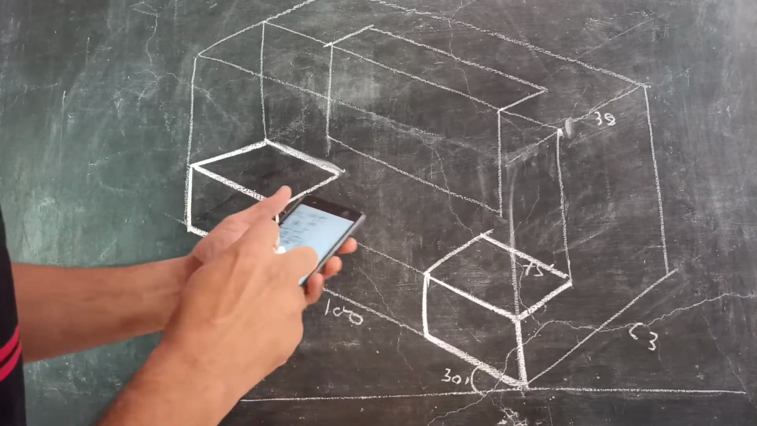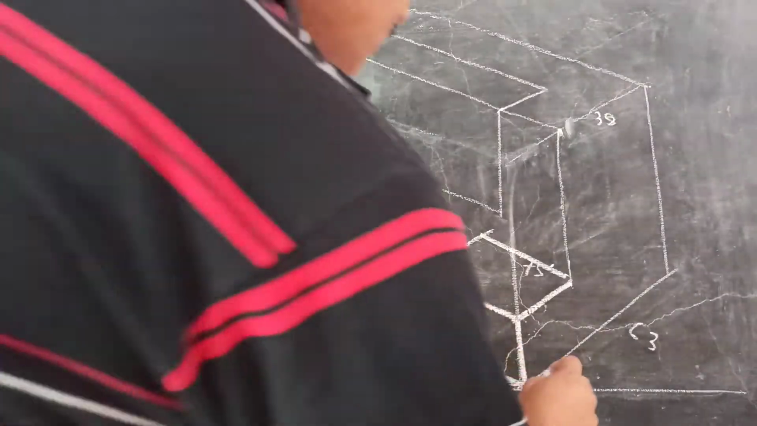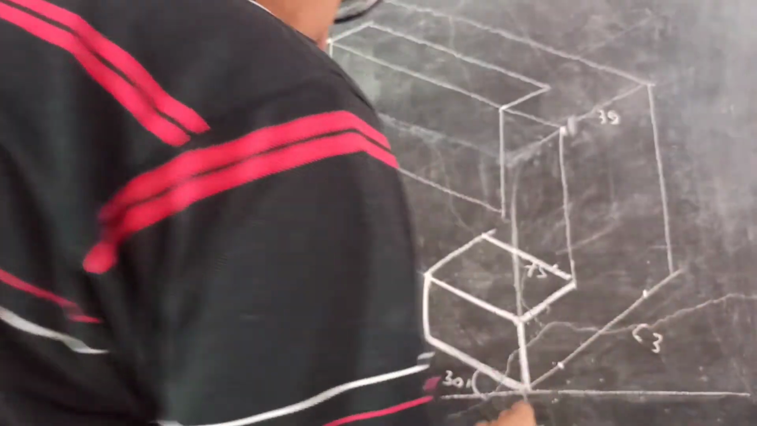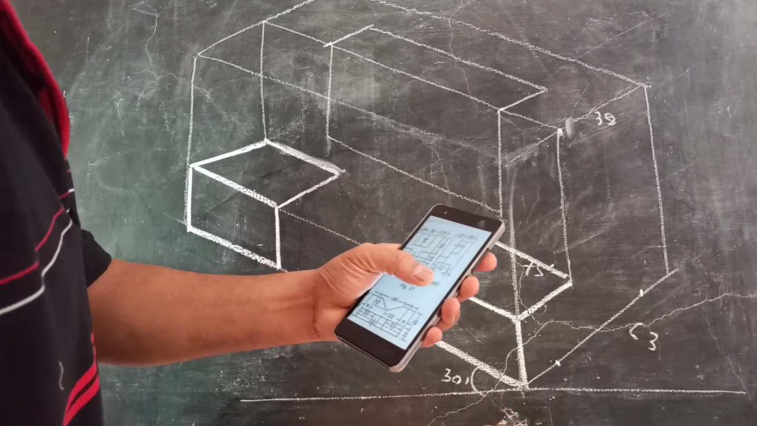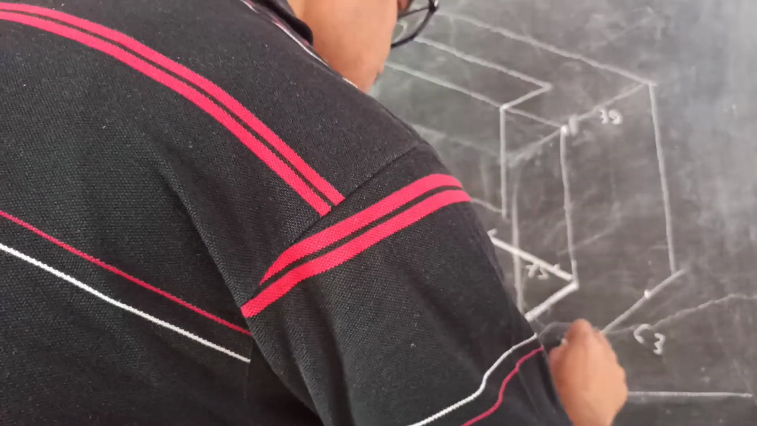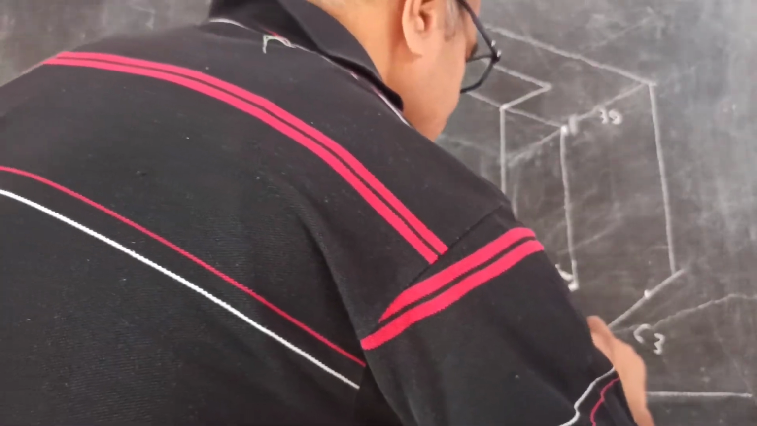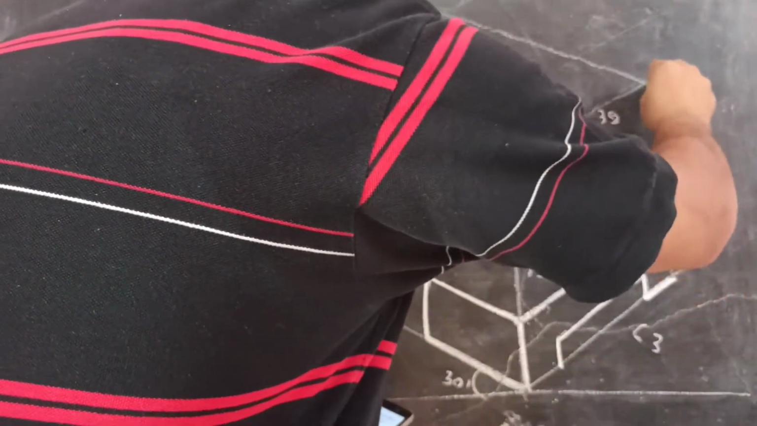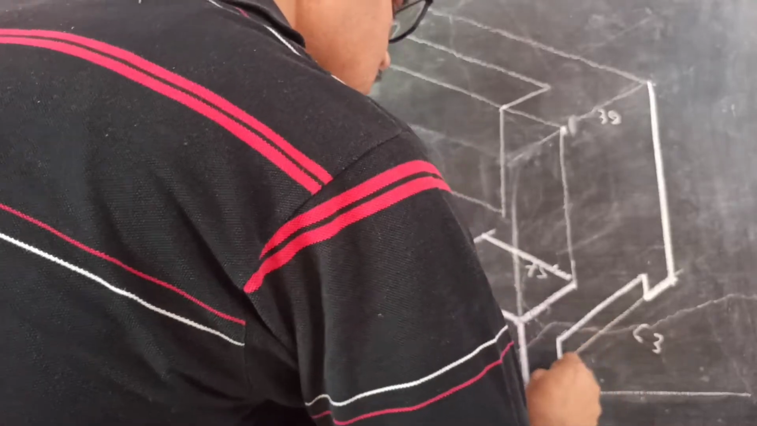Then you can see there is a groove here. So 12 from both sides, 12 and 12. The height of this is given as 9. So this is 9. So this is what you can see.